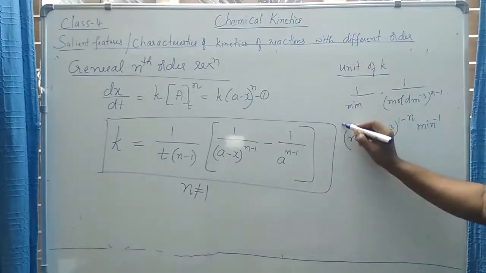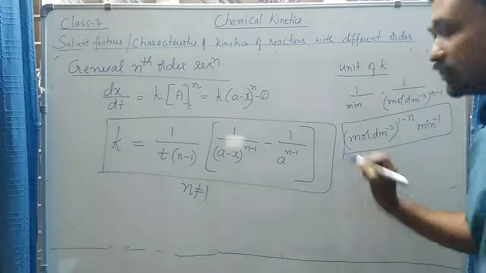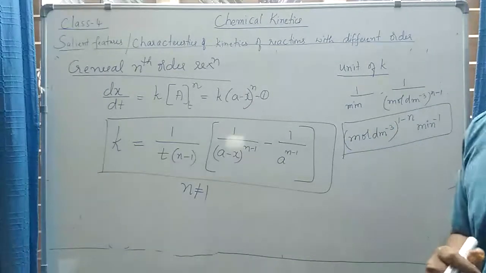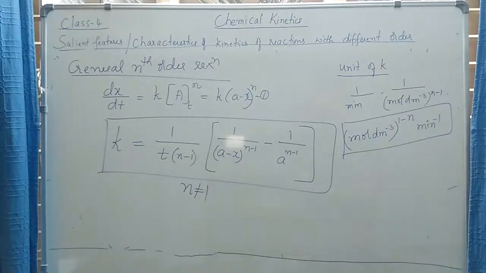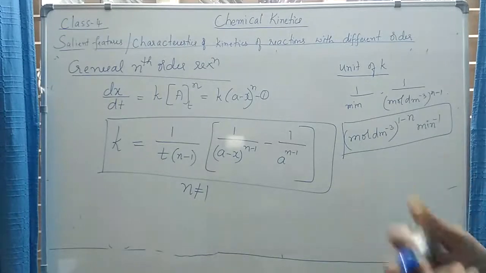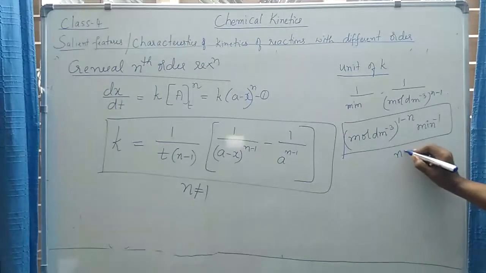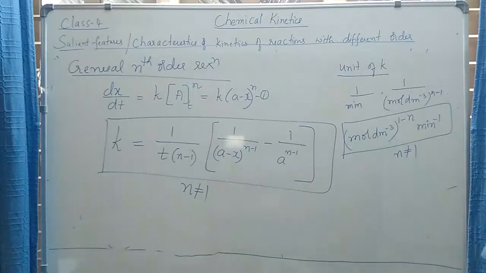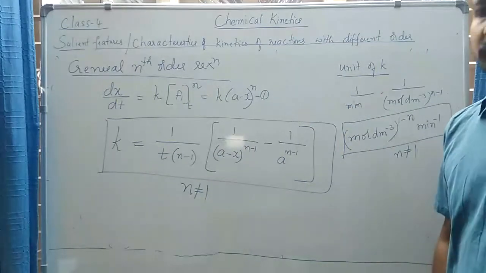And from this, by substituting different values of n, you can reproduce or find out the unit of rate constants of 0th order, 2nd order, 3rd order reaction. So again, this is not applicable for n is equal to 1. So these are the general expressions for a nth order reaction.